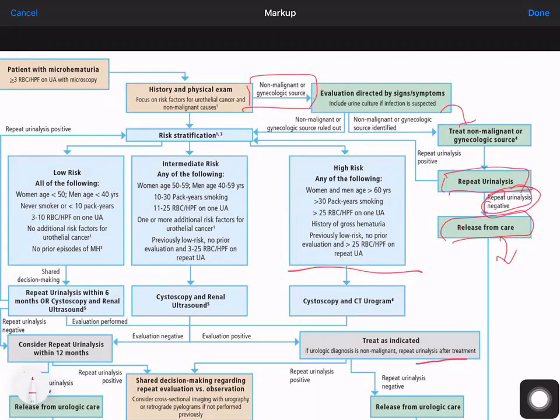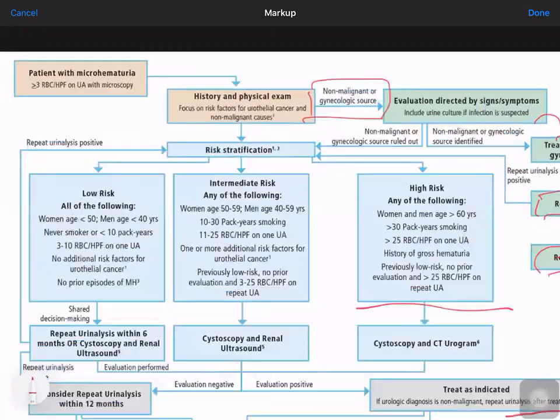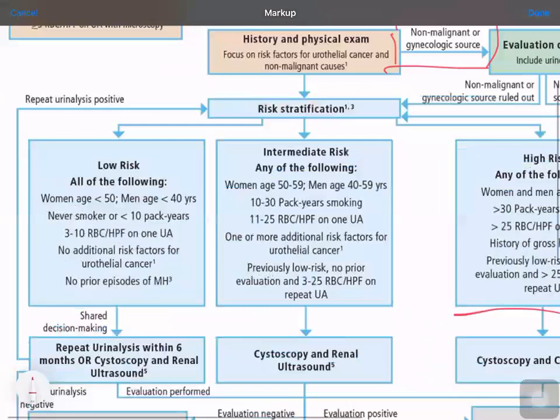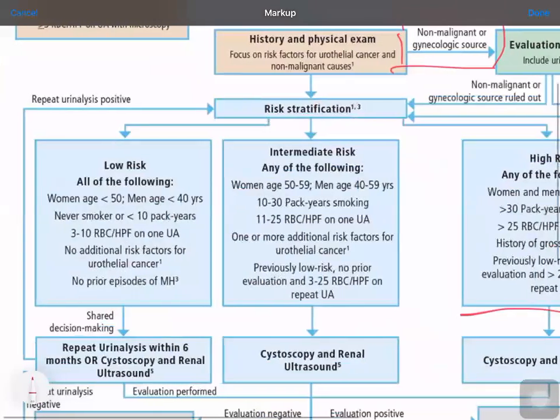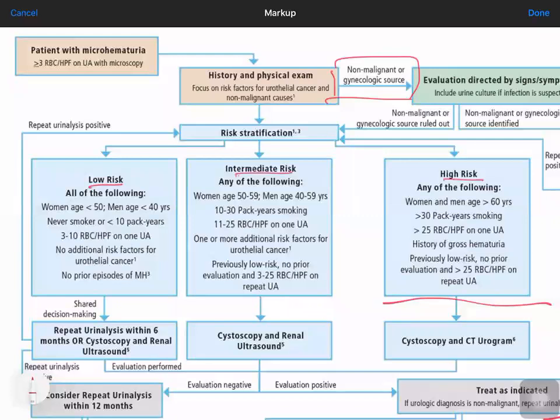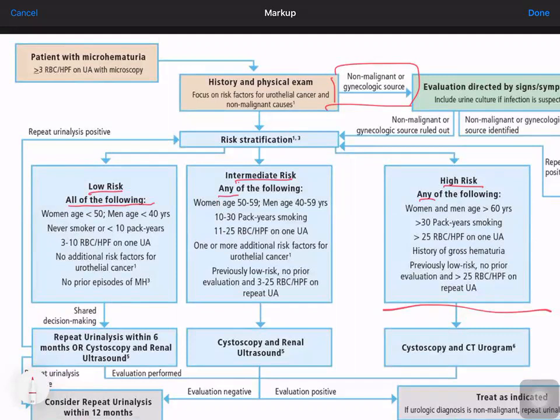And for risk of genitourinary malignancy, there are 3 categories. We have to categorize the patient: low risk, intermediate risk, and high risk. For low risk, the patient should have all of the following. For intermediate risk, the patient can have any of the following. For high risk, the patient can have any of the following. What are the risk factors? For low risk, first is age, then smoking history, then number of RBCs, then risk factors for urothelial cancer, and the presence of gross hematuria or previous episodes of microhematuria.